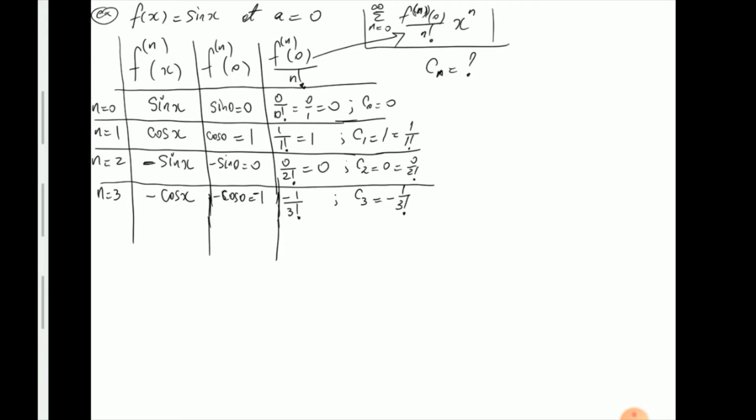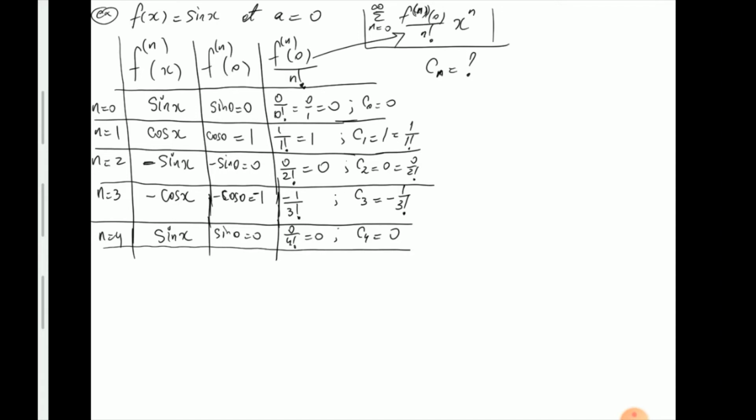Let's do one more. N equals 4. The derivative of the above is minus minus sine, that's sine of x. Sine of 0 is 0. 0 over 4 factorial is 0. C4 is equal to 0. Now, you should notice that because of the nature of these derivatives of sine of x, the values will be repeated. The derivatives will be repeated after this step. So I have sine of x, cosine, minus cosine, and then sine again.